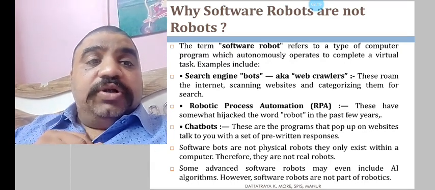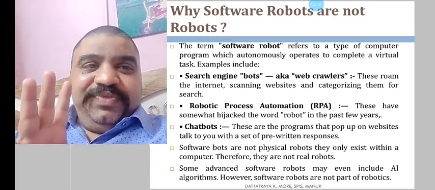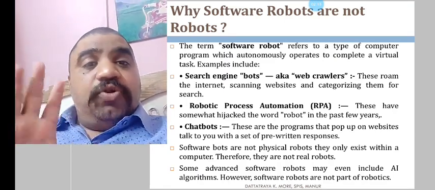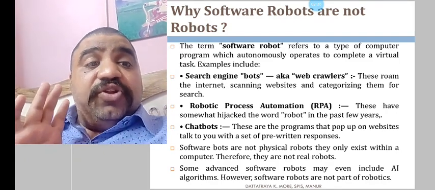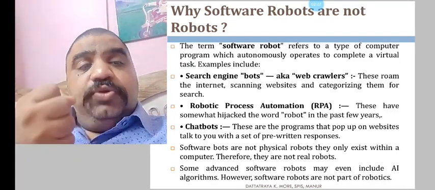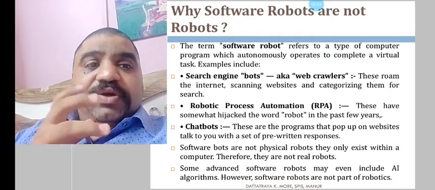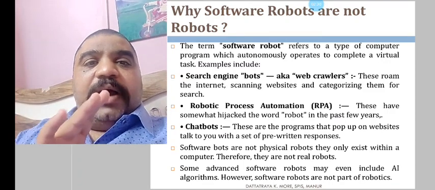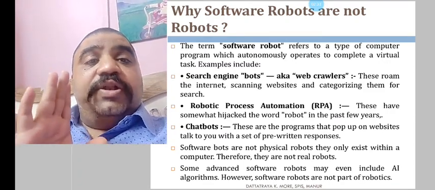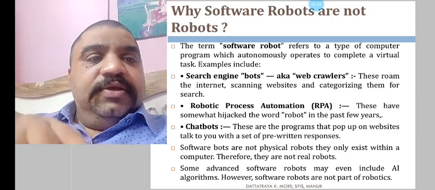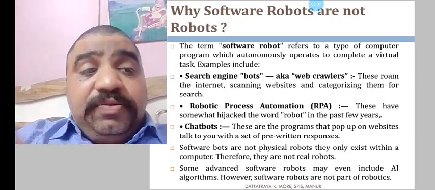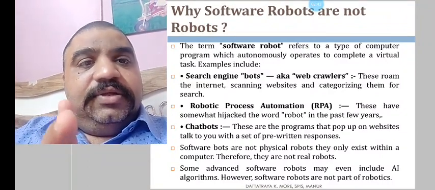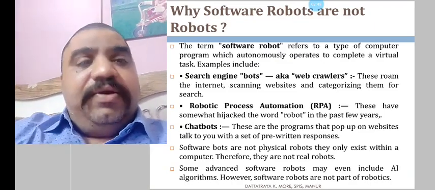Software bots are not physical robots. They only exist within a computer, therefore they are not real robots. Some advanced software robots may even include AI algorithms. However, software robots are not part of robotics, because in robotics we only call physical robots robots. But for your idea, this is an emerging trend. It is available in the market, so I have explained it.